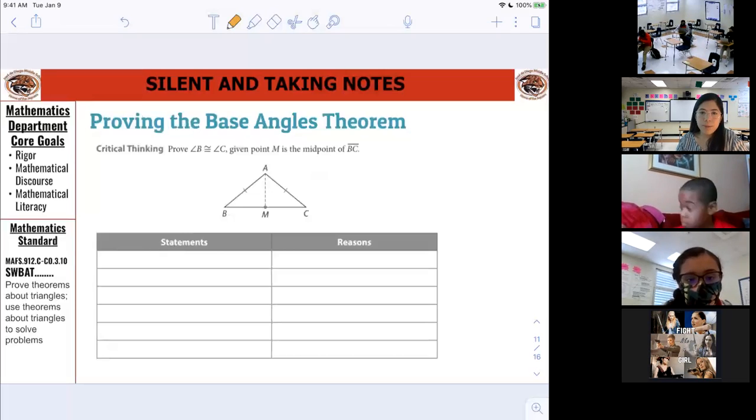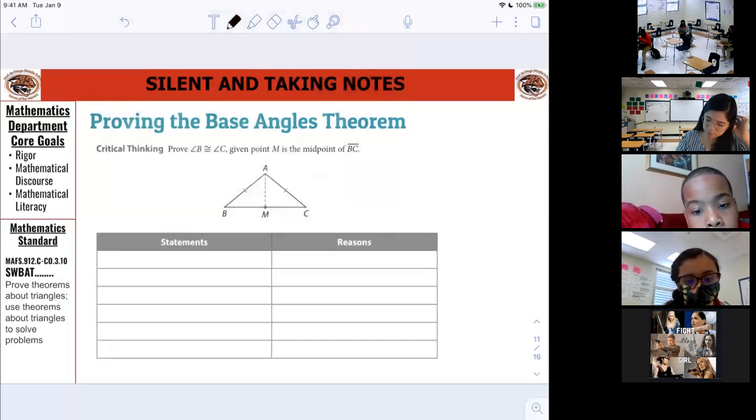So let's read this proof. It wants us to prove that angle B is congruent to angle C, and our given is what? Can somebody read that? M is the midpoint of BC, reason given.